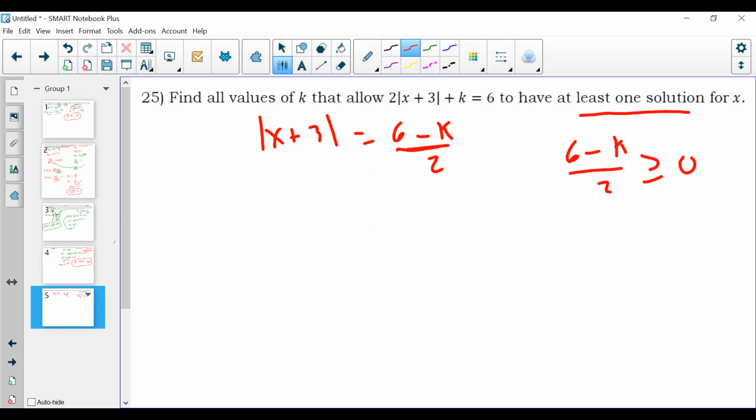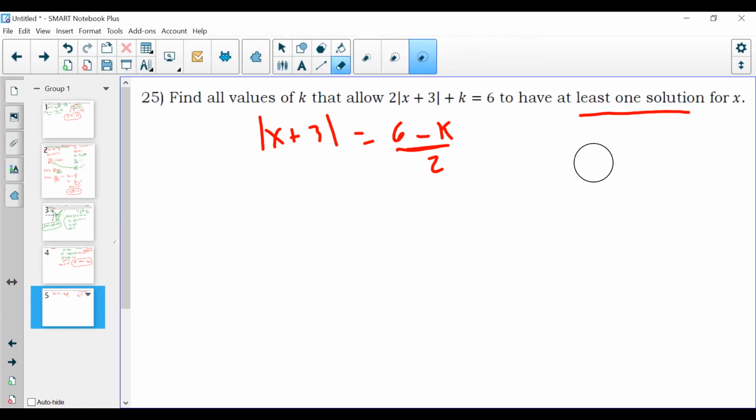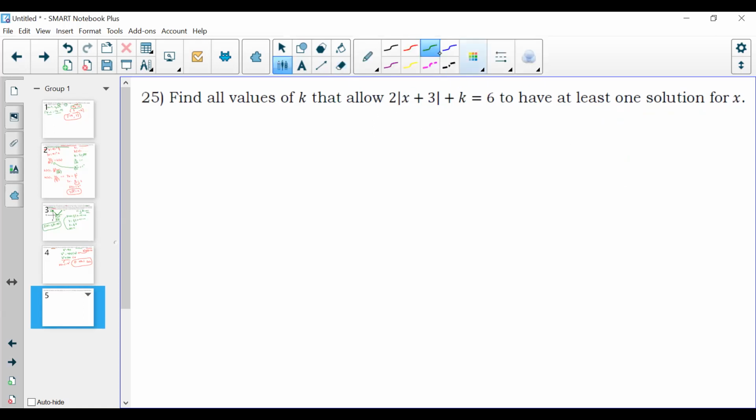I just want to make sure I have the right answer before I start explaining it to you. Yep, perfect. All right, so you see this right here? We have this absolute value, right? This 2 times the absolute value of x plus 3, plus k, is equal to 6. This is what I have. And to figure out if I have at least one solution, the absolute value of x plus some h, whatever's inside of it, has to be greater than or equal to 0, right?